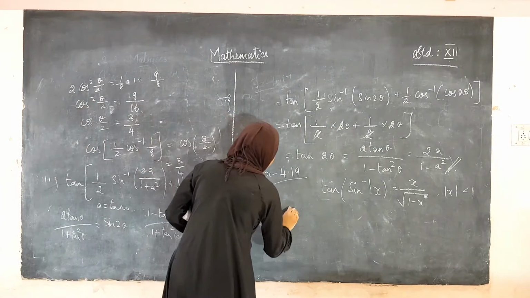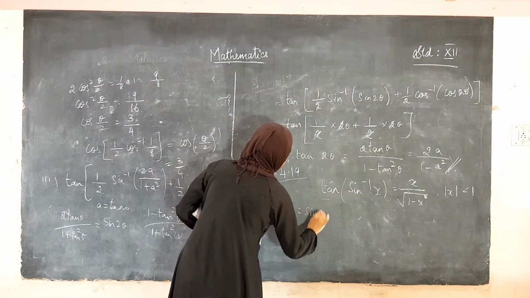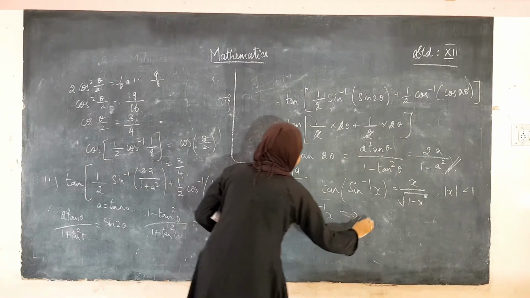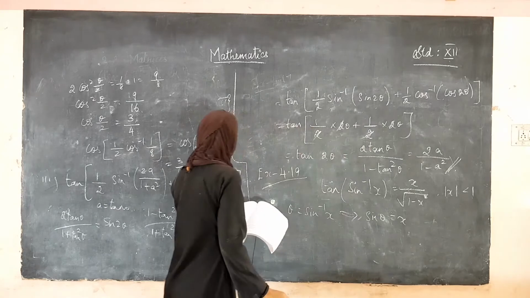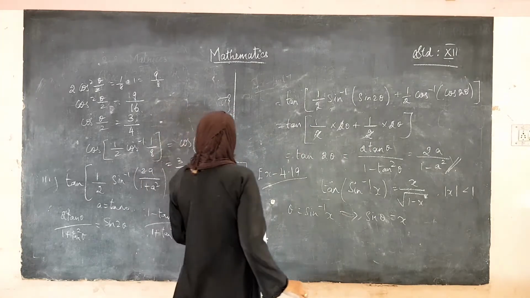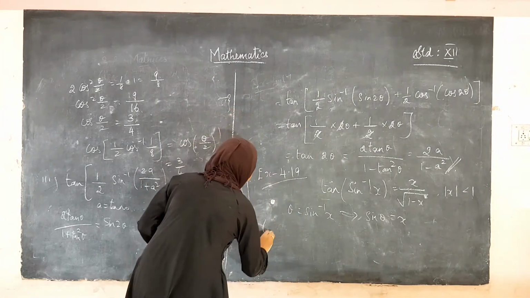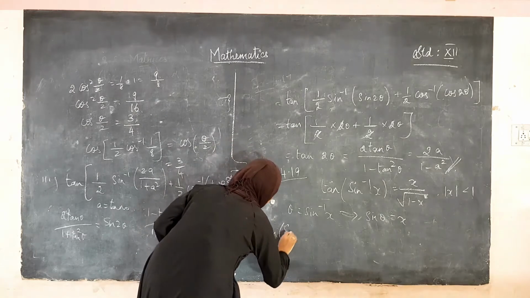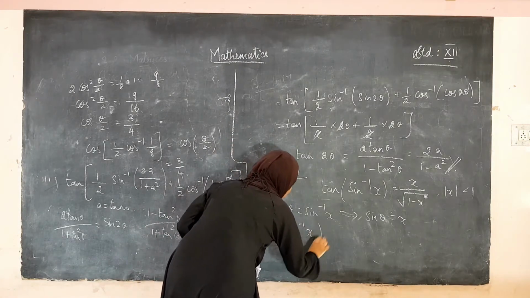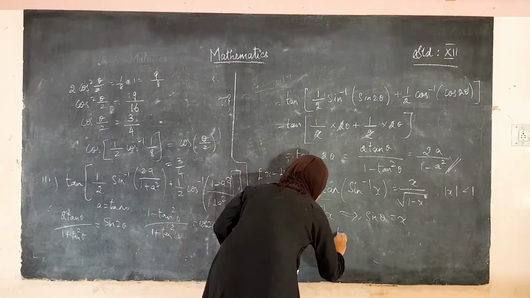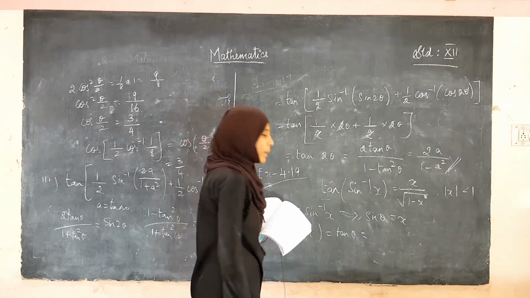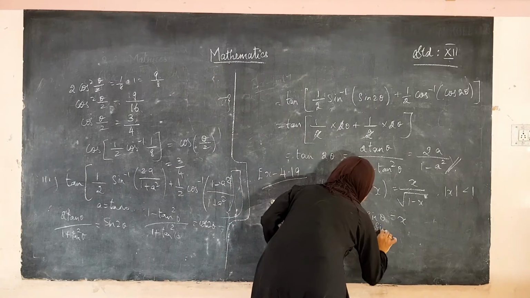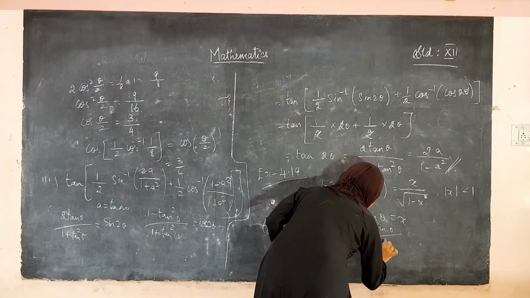So let us take theta is equal to sine inverse of x. So from this what we can take? Sine theta is equal to x. Okay. Then tan of sine inverse of x, what is sine inverse of x? Theta, so it is equal to tan theta. What's the formula for tan theta? Sin theta divided by cos theta.